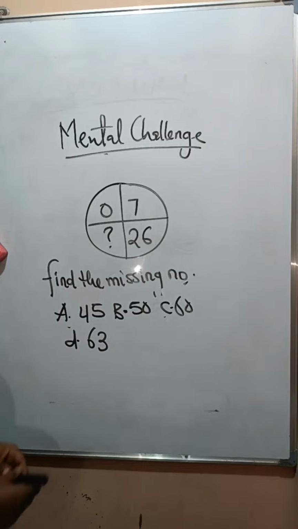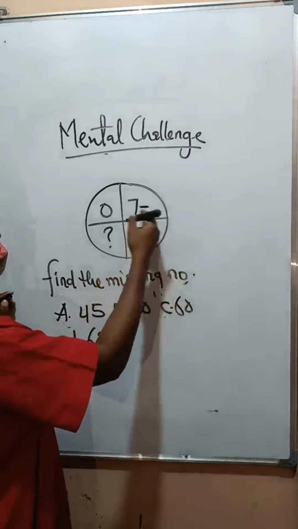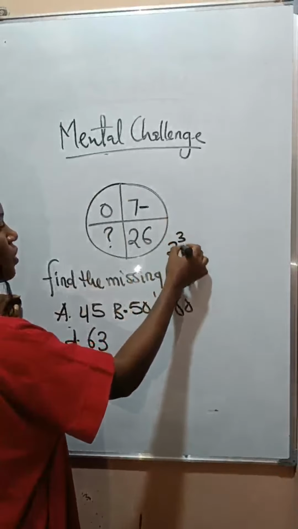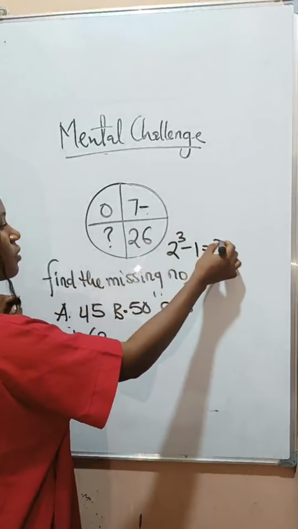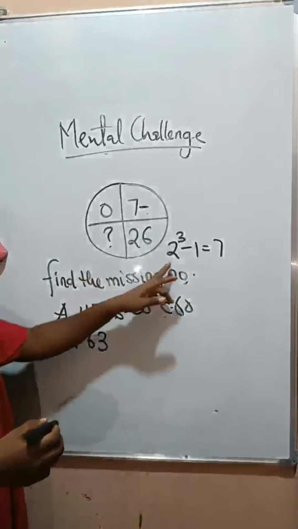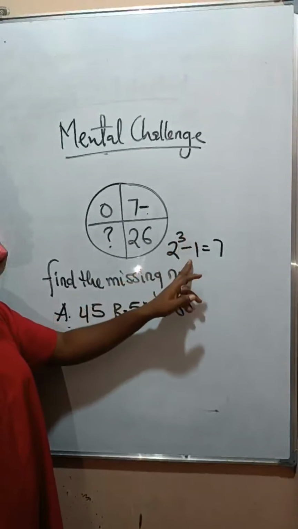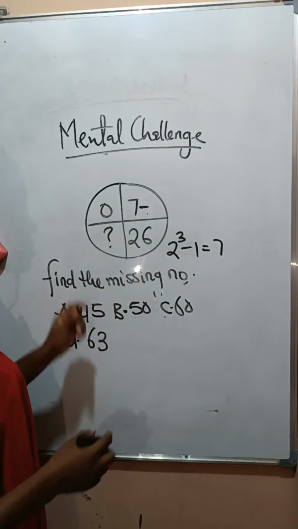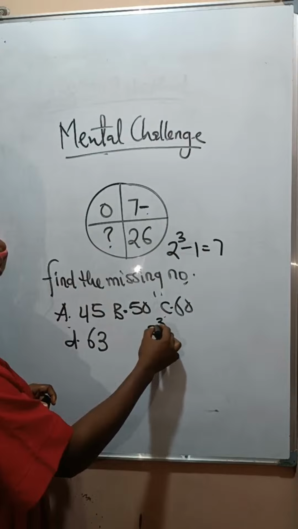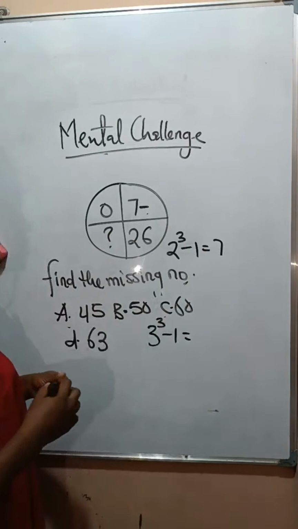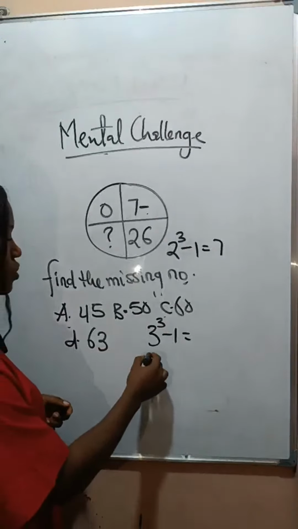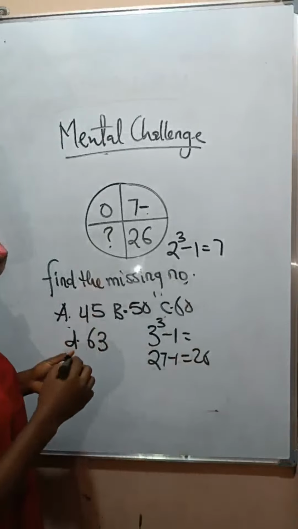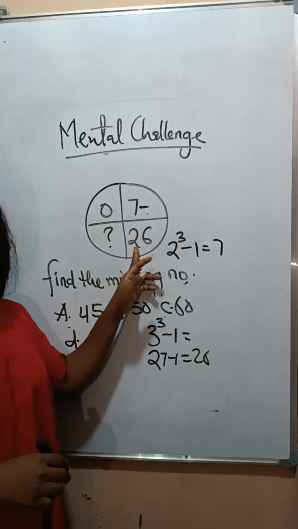So how do we get 7? If we say 2 to the power of 3 minus 1, we get 7, because 2 to the power of 3 is 8, and 8 minus 1 is 7. Now, similarly, let's see 3 raised to the power of 3 minus 1. Because 3 to the power of 3 is 27, 27 minus 1 will give us 26. So we can see that it worked as well.